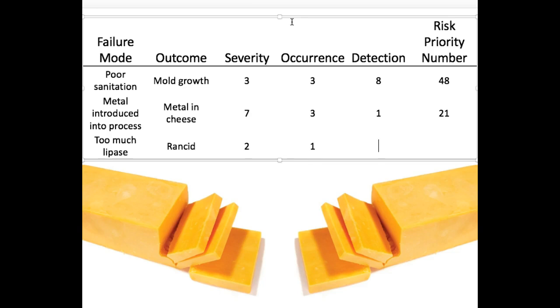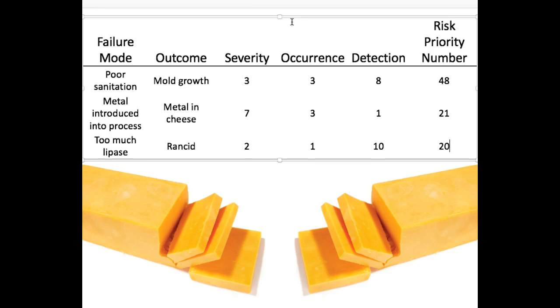In terms of detection, it's pretty hard to detect rancid cheese without biting into it. And it's very hard to actually test for, is this going to have too much lipase in it eventually? Because remember, rancidity is something that happens over time. And you can't really tell, well, is this cheese going to be rancid or is it just going to have enough lipase in it to give me a little bit of extra flavor without pushing into the rancid zone? So since that's so hard to detect, we're going to give it a 10. And so that gives us a risk priority number of 2 times 1 times 10, which is 20.